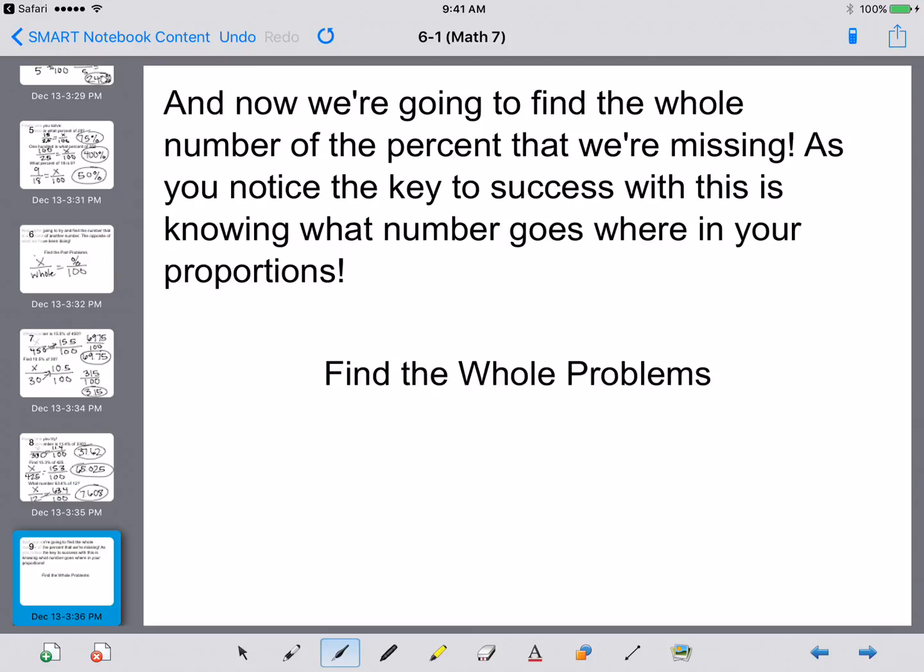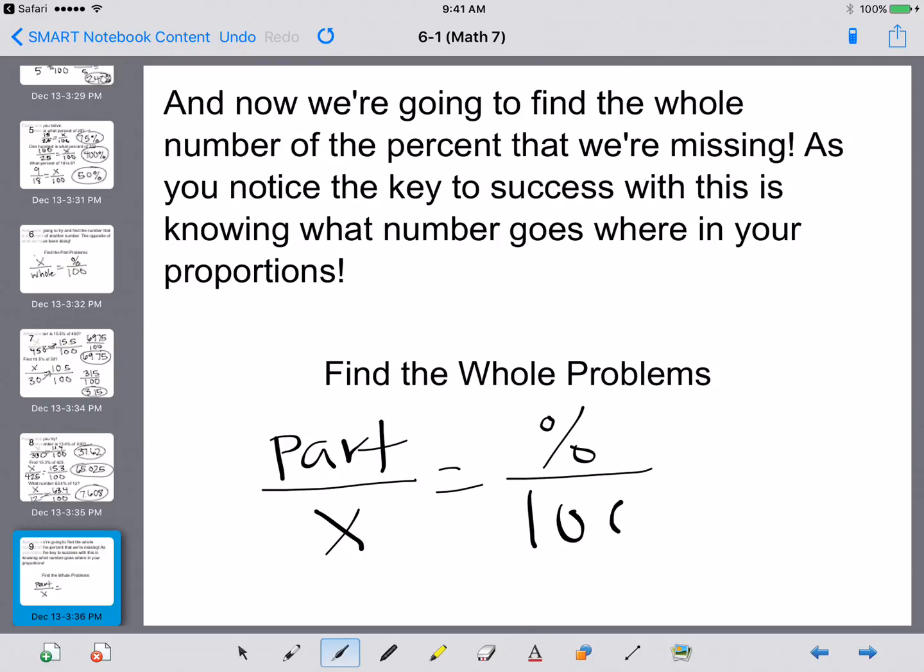And finally, we're going to find the whole number of the percent that we're missing. So we're going to be looking for the whole, we're going to know the part, and we're going to know the percent out of 100. So we're going to be looking for this here.